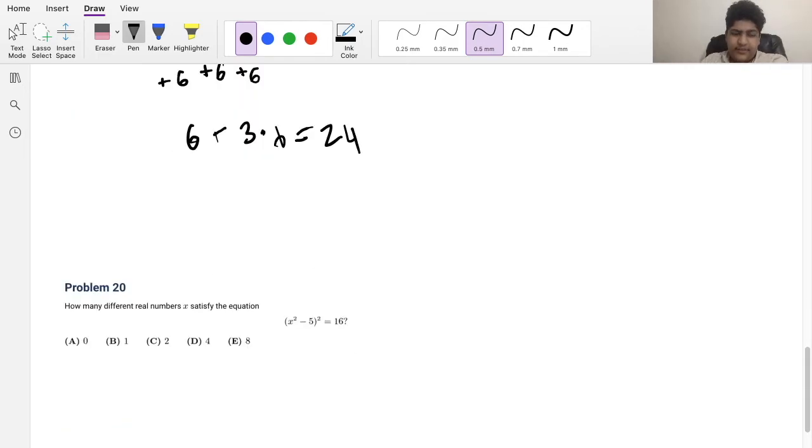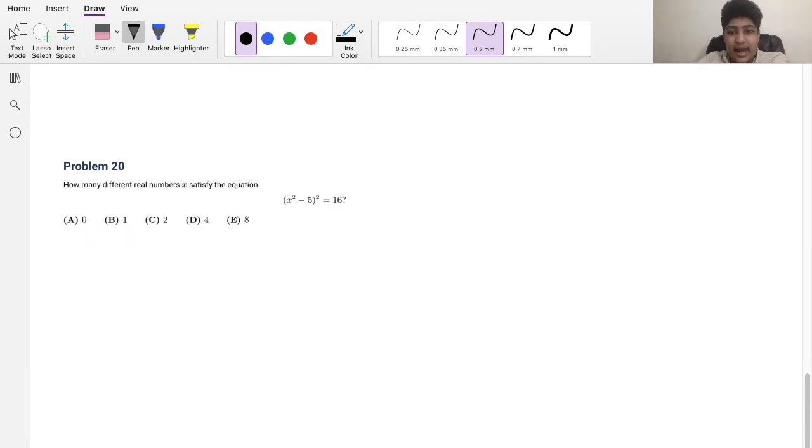How many different real numbers x satisfy the equation x squared minus 5, whole squared, equals 16? Well, if x squared minus 5, whole squared, is equal to 16, then x squared minus 5 is equal to plus or minus 4. Now let's assume the first case. x squared minus 5 is equal to 4.